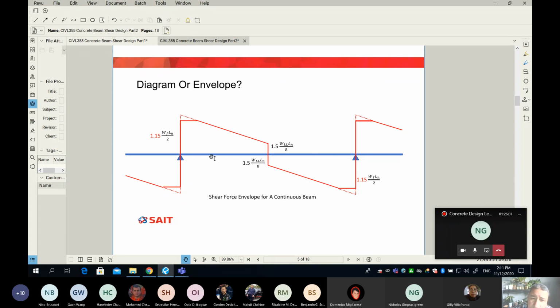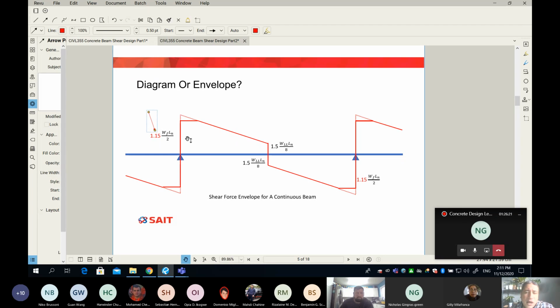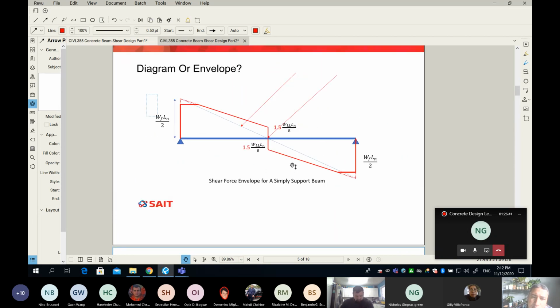But looks like when it comes to the shear of the simply supported and the continuous, they look almost identical. The only difference is, I even put it here in red, that this number here is multiplied by 1.15. So we have the same reaction, but the reaction is increased by 15% because of the continuity. The continuity adds more reaction to the support. So we got here 15%. Other than that, this diagram is pretty much like this one here.